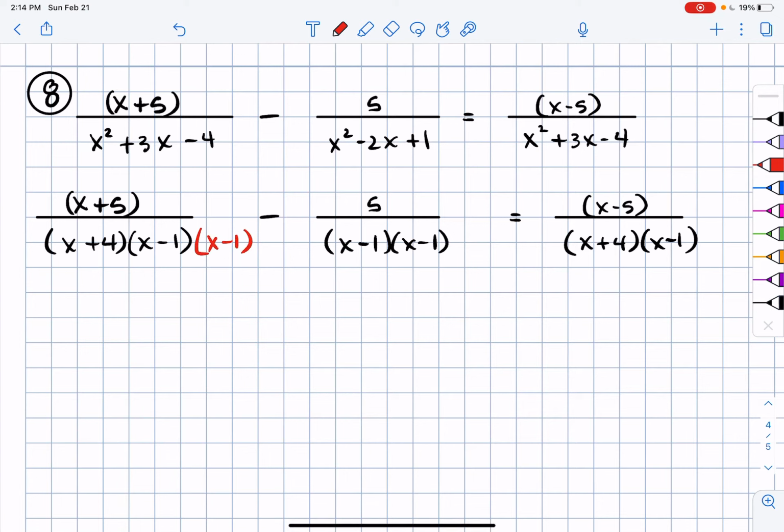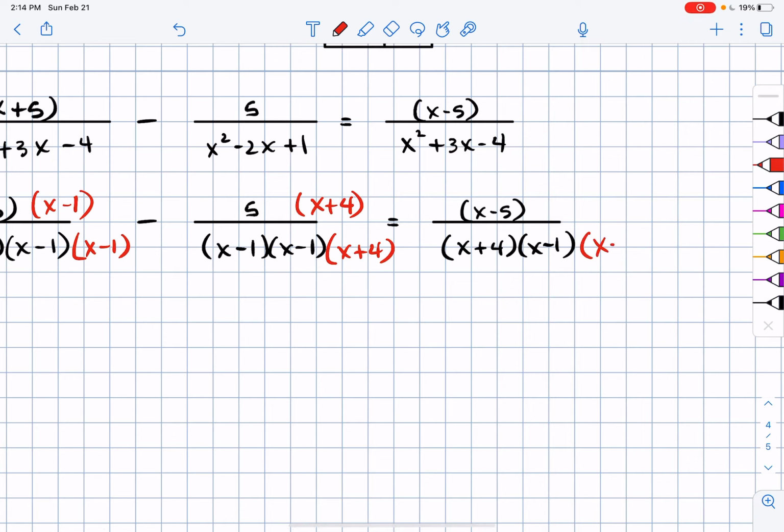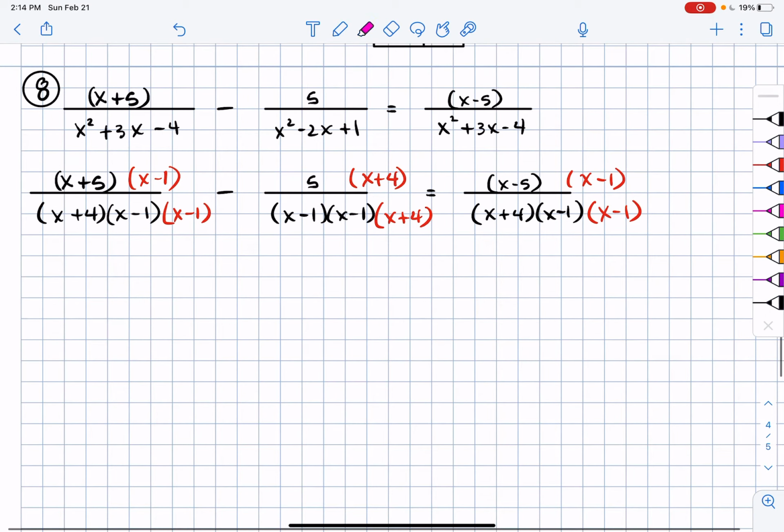Well, if I do it to the bottom, I have to do it to the top, okay? And then the one in the middle is missing an x plus 4. If you do it to the bottom, you got to do it to the top. And the last one is missing an x minus 1. If you do it to the bottom, you have to do it to the top. There we go. Now again, if you look at the denominator, do they all have an x plus 4, x minus 1, x minus 1? And the answer is yes, they do. x plus 4, x minus 1, x minus 1.